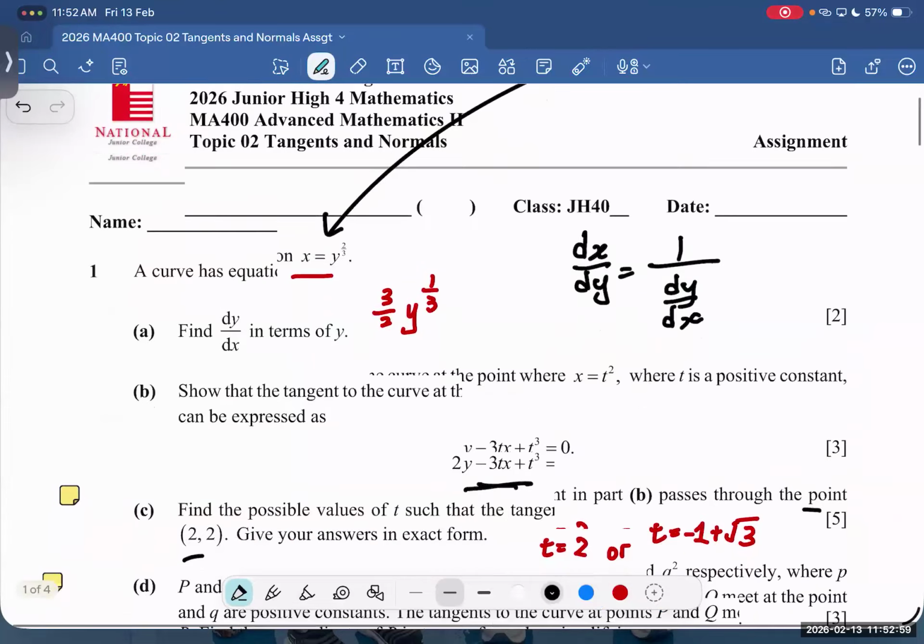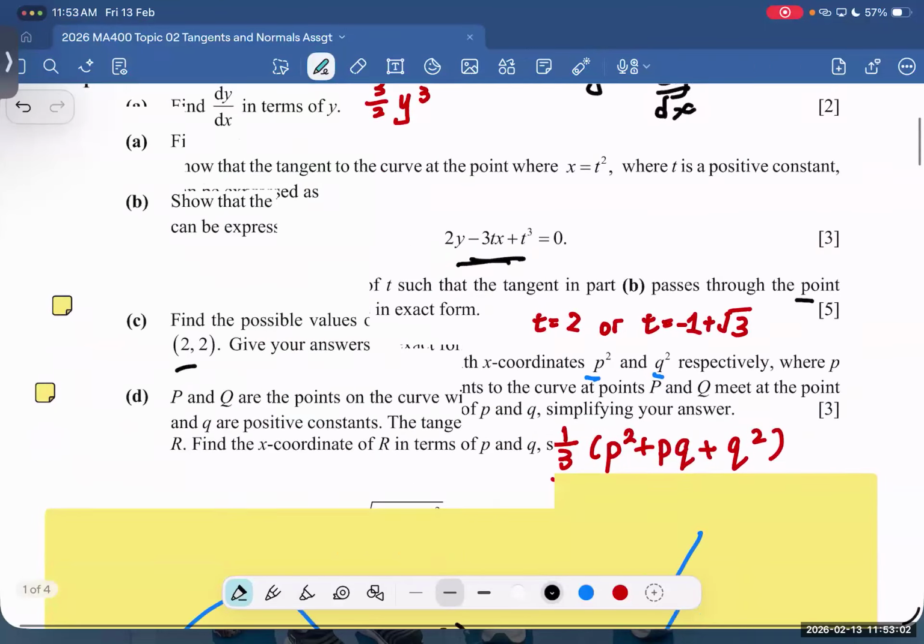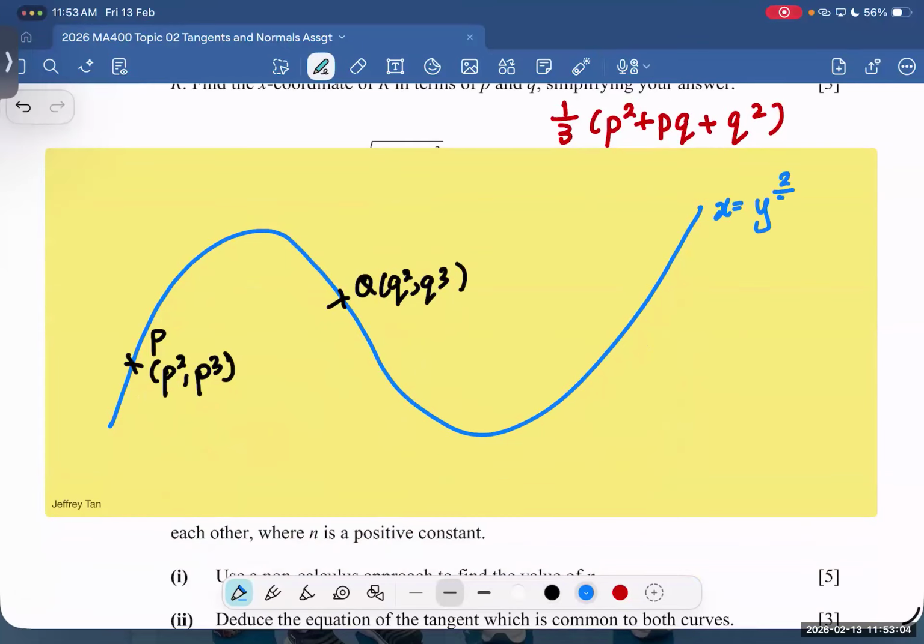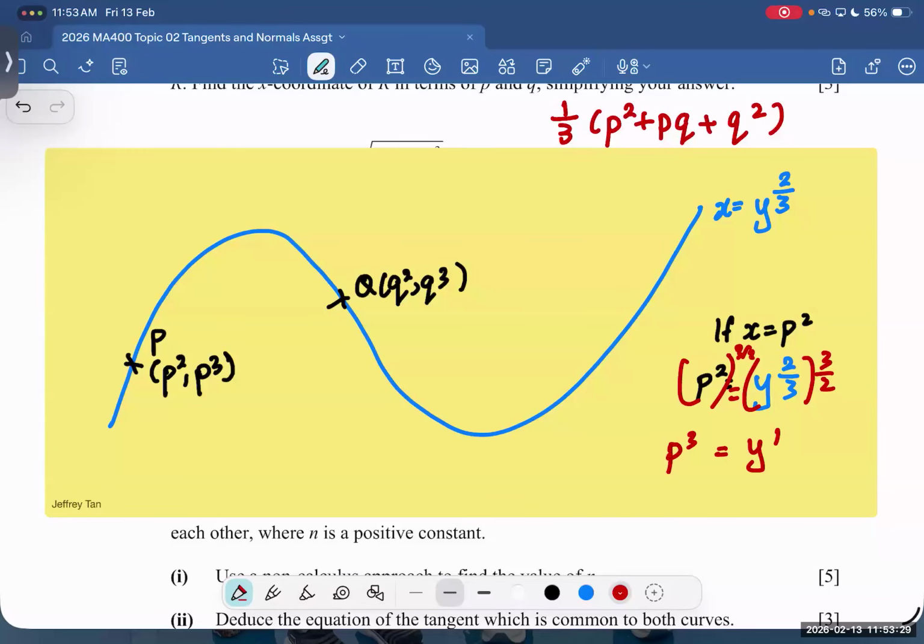Now you know that this is the graph. Let me put it here. This is x equals y to the power of 2 over 3, right? Now, if x is equal to t squared, just imagine t squared is y to the power of 2/3. How do I find out what y is? Just now I was sharing this trick. Very simple: I power 3 over 2. So you can see that y power 1 is p cubed. And I guess I don't need to do it for Q because it's the same. The sequence of the workings is all the same. So it's P, Q cubed.